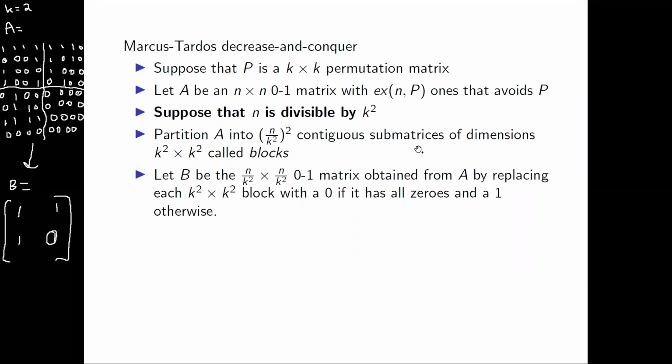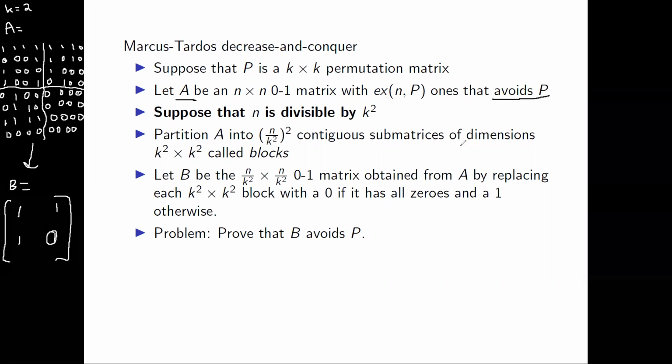And like we saw in the last video, B must avoid P if A avoids P. So A was a matrix that avoids P, and I claim that B avoids P. And I leave that as a problem to you. So I pretty much explained in the last video why it's true, but try to think about it and process what I said in the last video and explain it clearly why B avoids P.